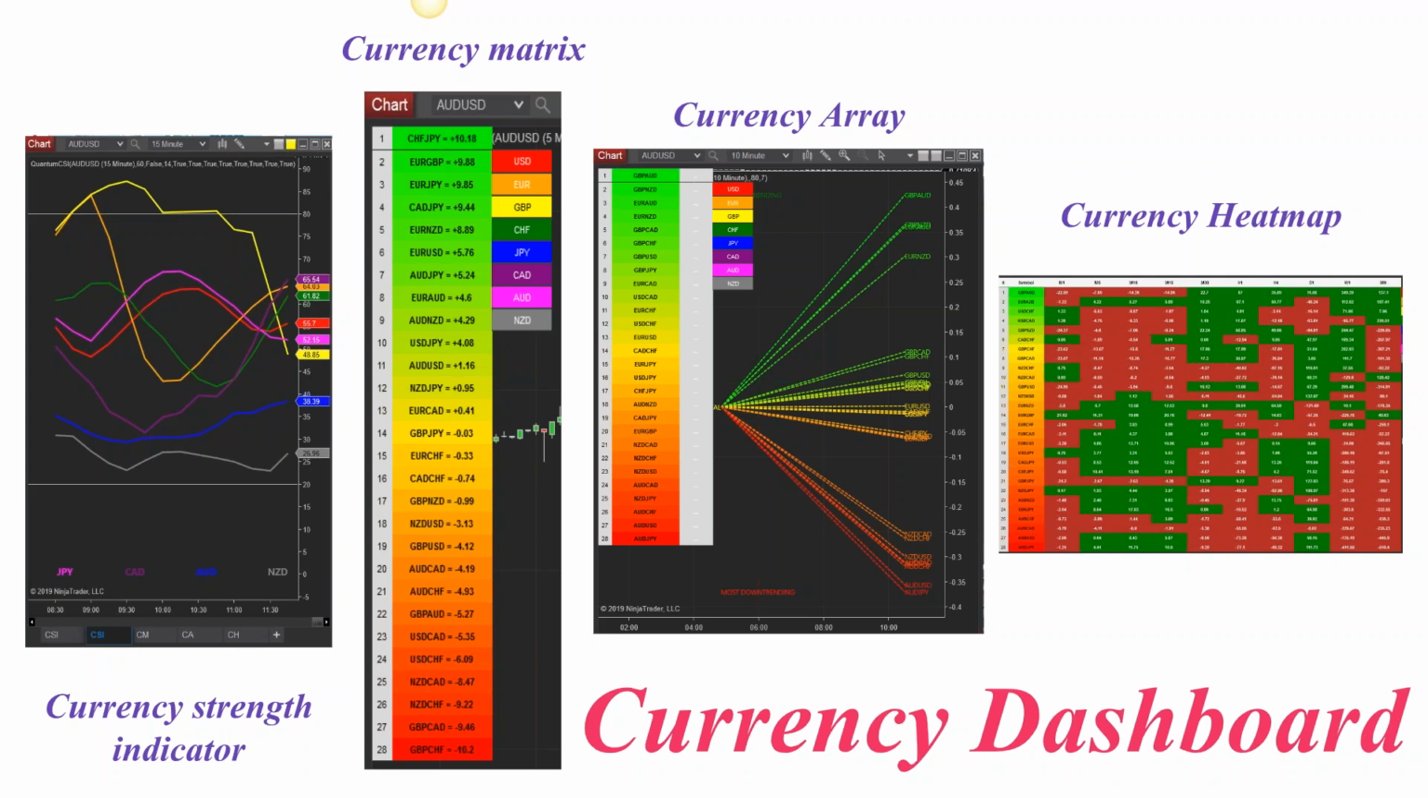So David, if you're going to talk about the currency dashboard, Michael Joel has just asked a question about which of the indicators should be his main focus, as he's just started with the package.